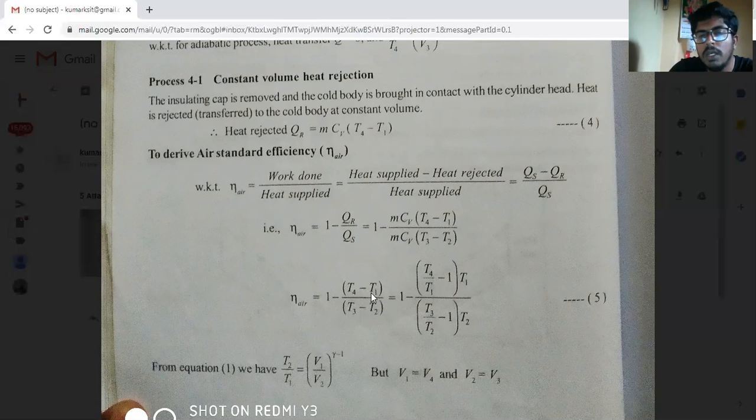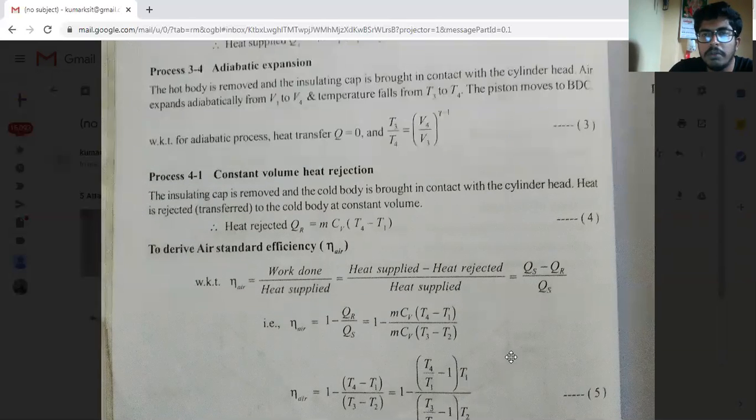Here T1 is taken outside, and T2 in the denominator is also taken outside. So the expression is 1 minus [(T4 by T1 minus 1) into T1] divided by [(T3 by T2 minus 1) into T2]. Take it as equation number 5.